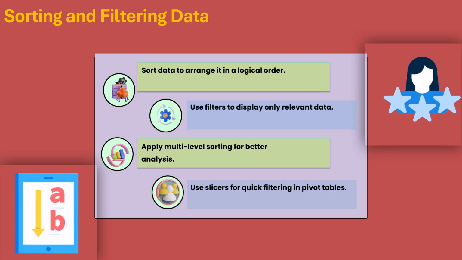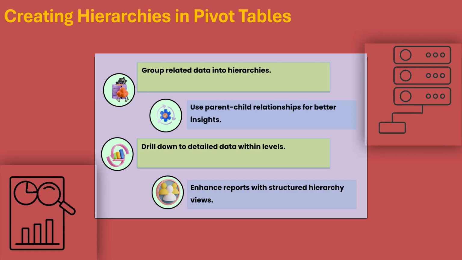Let's declutter our pivot tables like pros. Hierarchies in pivot tables. Think of them like family trees. Organizing data into levels makes navigation easier. Parent-child relationships ensure seamless analysis, like tracking your ancestors but for data. The magic of drill down lets you zoom in for the details when needed. And structured hierarchy views give your reports a polished look. Let's make pivot tables smarter, one hierarchy at a time.